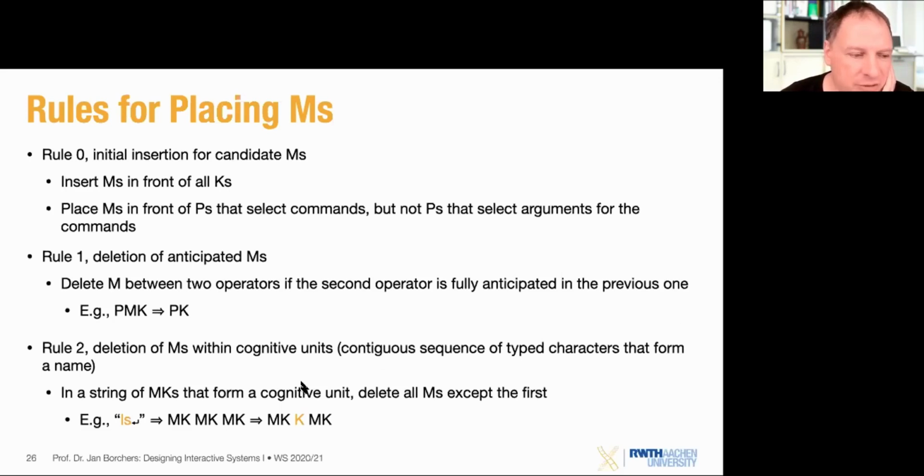Then we introduce M's in front of each of these keys, like MK, MK, MK, and then we remove again anything inside that word except for the first, right? So we leave one mental preparation operator before the ls, but between the L and the S, we don't leave a mental preparation operator. We do leave in the one before pressing the return key for now. Okay, so that's inside cognitive units, these sequences that make up a name that we know.